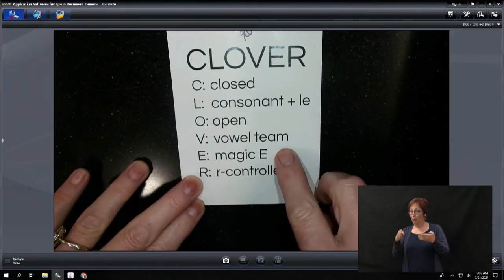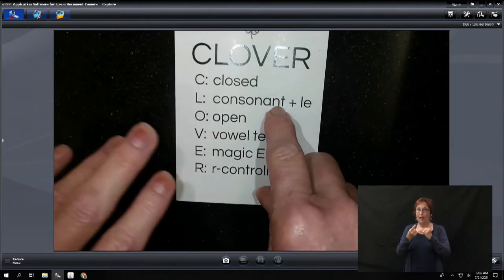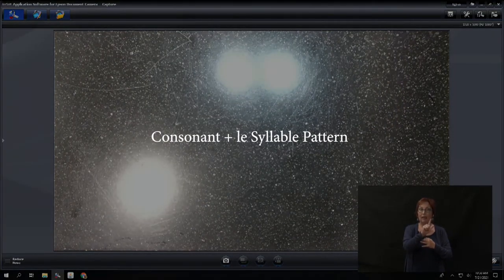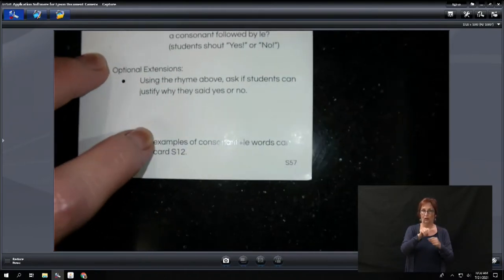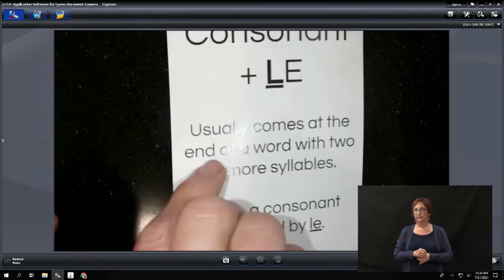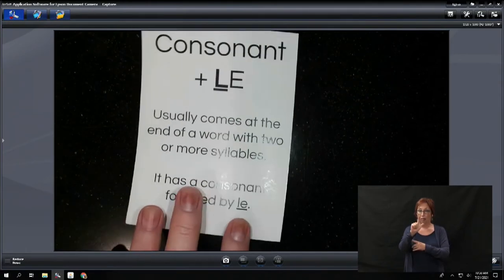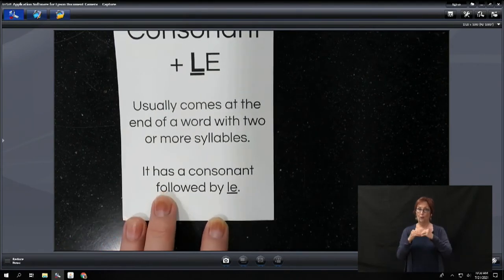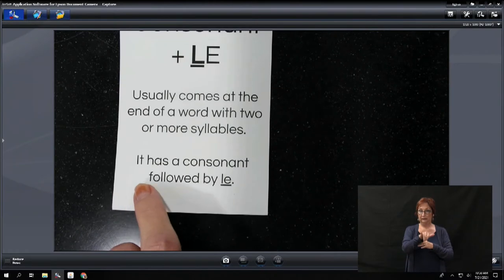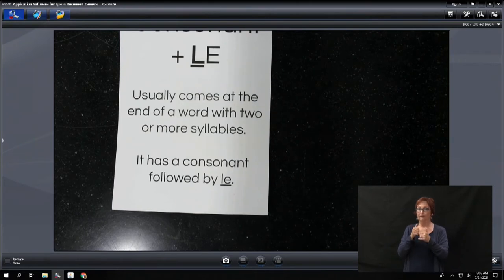So here we are. We've done our closed, we've done our open, we've done vowel team, magic E, and r-controlled. And the last one that we're doing now is consonant LE. So this is supplemental card S57. The consonant LE comes at the end of a word that has two or more syllables. And it's called consonant LE because there's a consonant and it's always followed by an LE.